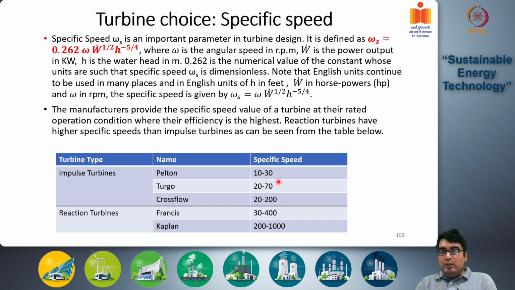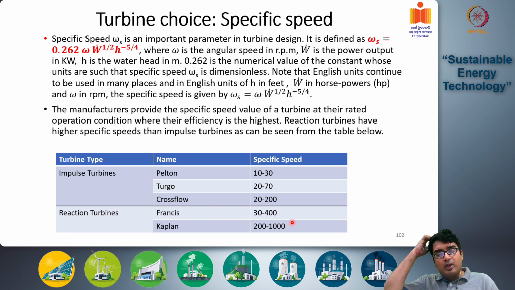Pelton turbine has the lowest specific speed value. Turgo has a somewhat higher one. Cross flow is even higher. Reaction turbines typically have significantly higher specific speed values than impulse turbines. For example, the Francis turbine can go from 30 to 400, so both the lower limit and the higher limit are larger than even the cross flow turbines. And the Kaplan turbine has even larger specific speed values of 200 to 1000.